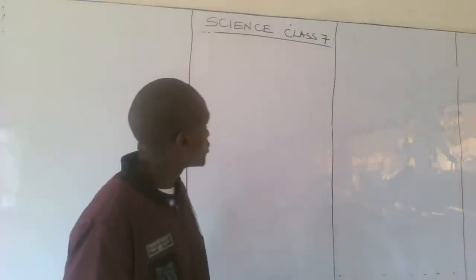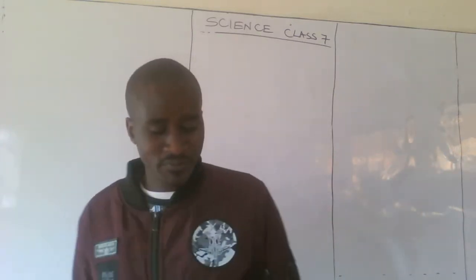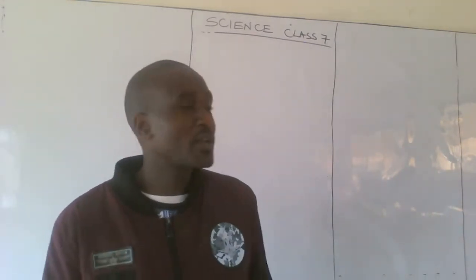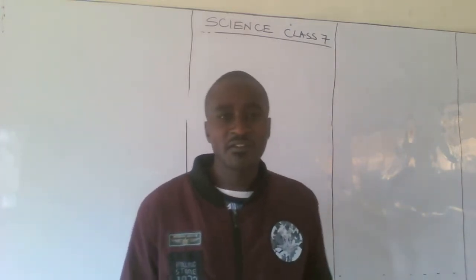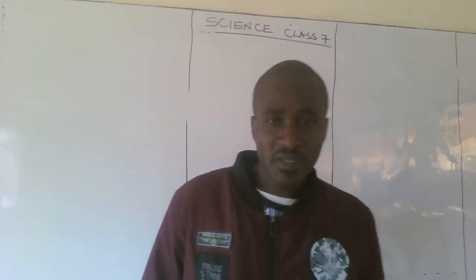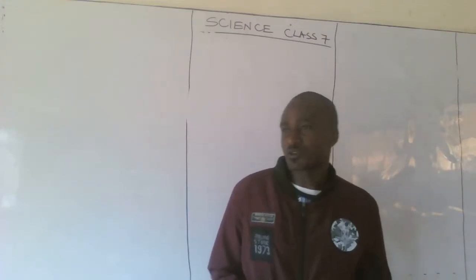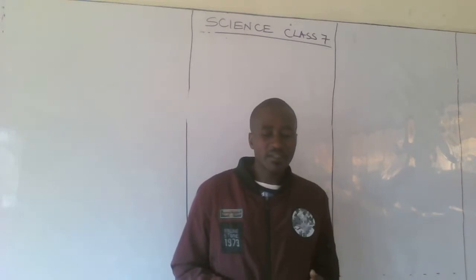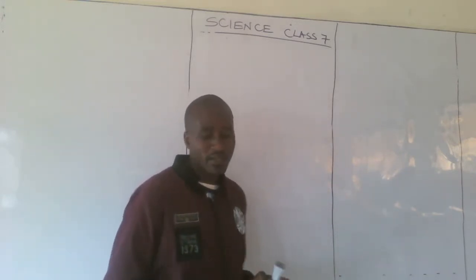Welcome to this lesson about lightning. Lightning, as we said earlier when we were learning about current and static electricity, falls under static electricity. We said static electricity is that electricity which is not in motion, it is not moving, and lightning is a strong form of static electricity.